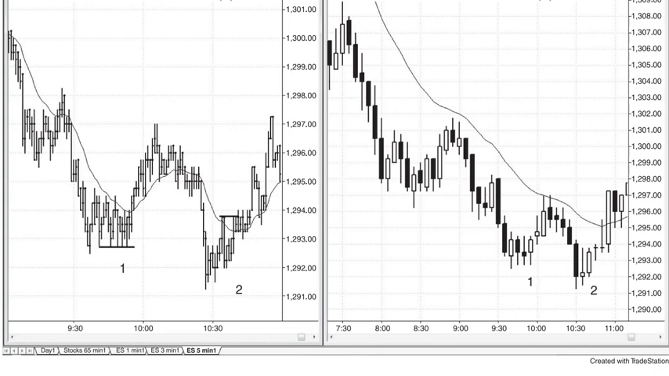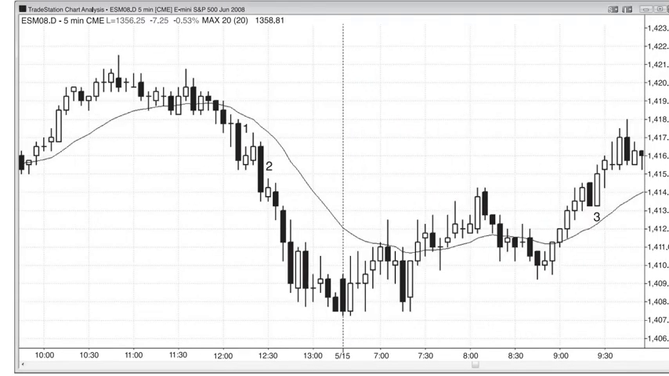Figure 6.10. Signal bars. Figure 6.10, 2-bar double bottoms and tops.